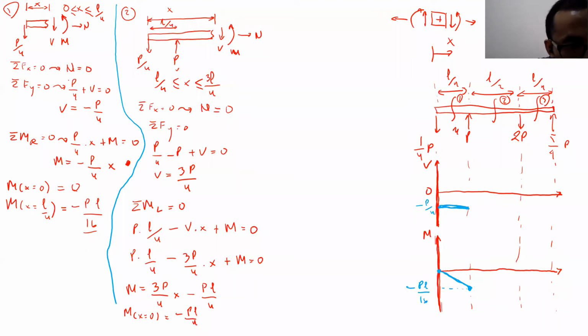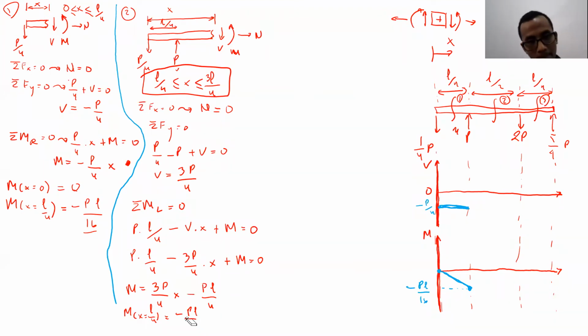Yes. Sorry, moment at x equals to, this one is not x equal to 0, sorry. We're supposed to start it from x equal to L per 4, right? I see. Yeah, this one, remember. So minus PL over 16, there. Actually, it's not minus PL over 16, but we're supposed to put it there. If you put L per 4 there, what is the value there?